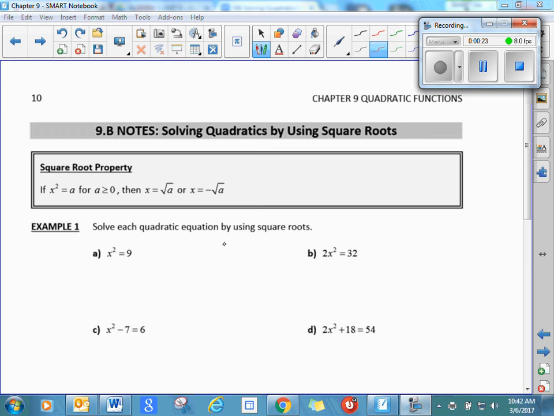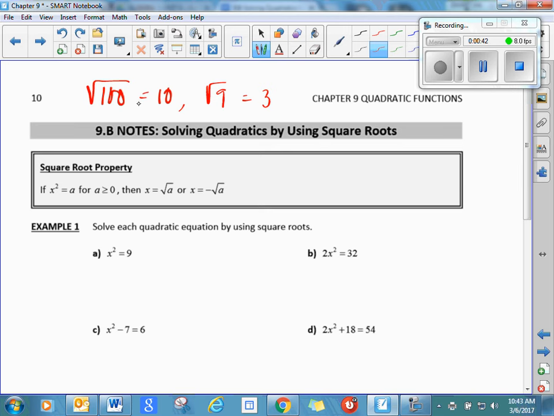We did 9a. We solved them by factoring. We're going to solve them now by using the idea of taking the square root of both sides. So you guys know some square roots, I mean, some perfect square roots. The square root of 100 is 10. The square root of 9 is 3.